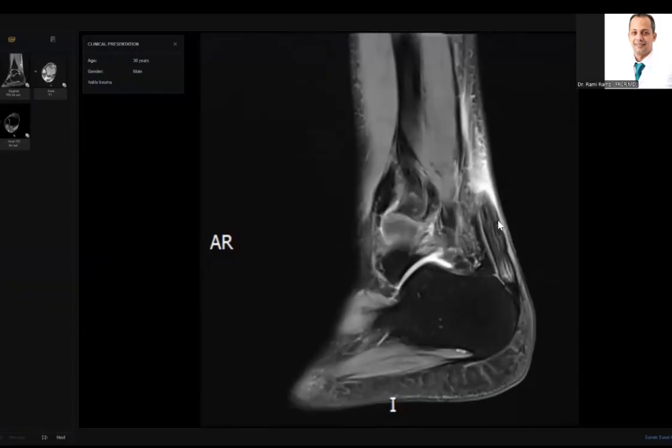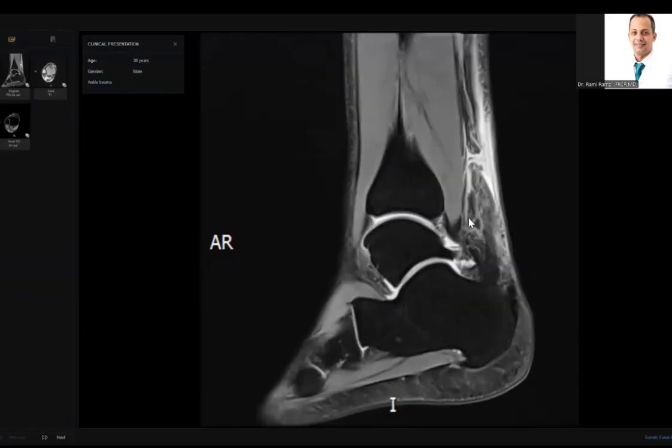So what's your final diagnosis? So it's basically a complete tear. I can see the transected part here. It's a complete tear of the Achilles tendon with the surrounding subcutaneous edema. And what will you do next? This is an urgent finding. I will discuss with the orthopedic surgeon so that they can manage the patient surgically.